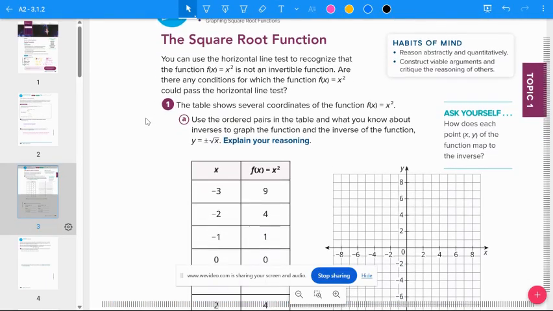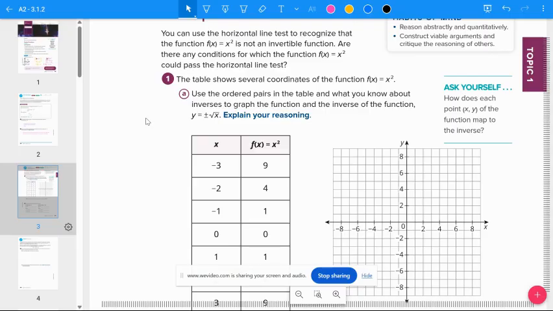On the next page, the square root function. So we can use the horizontal line test to recognize the function f of x equals x squared is not an invertible function. Horizontal line test is also known as the vertical line test, meaning that if we were to draw a vertical line straight through a graphed function, every x will only have one y.